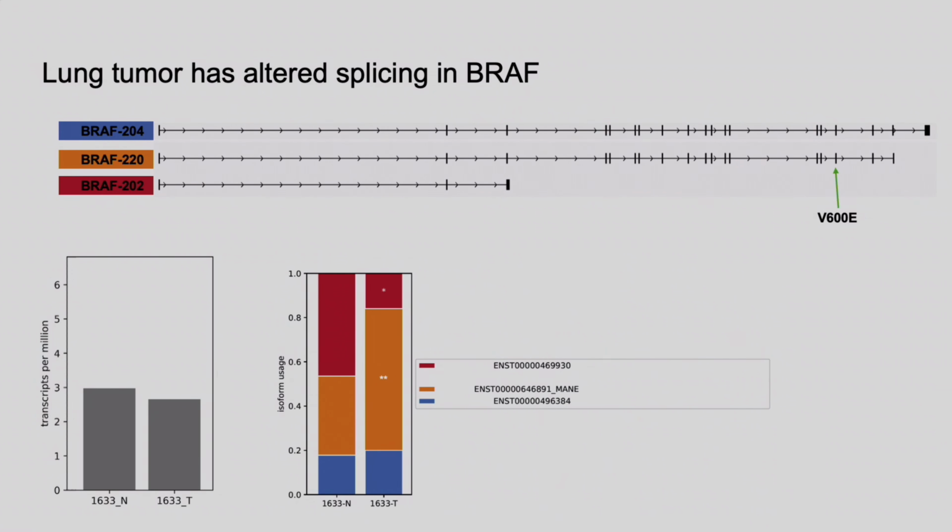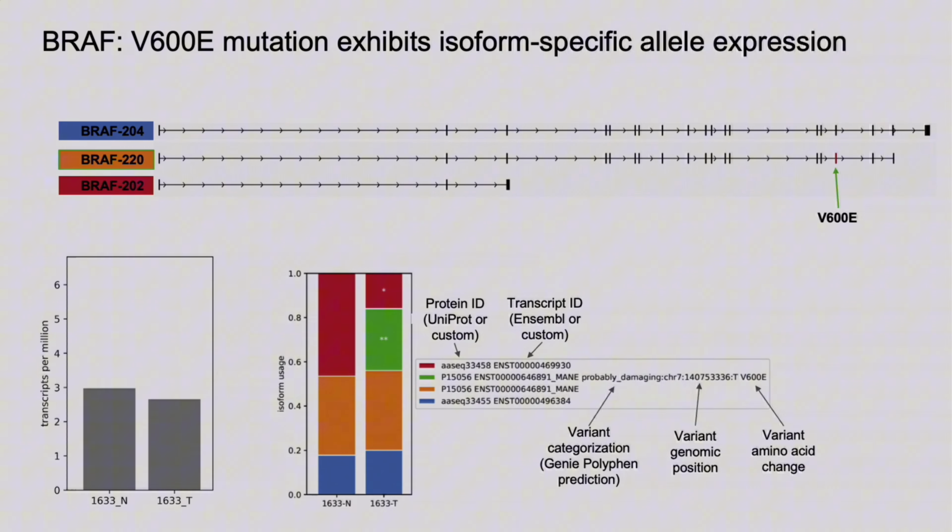And before I show you the data, let's just take a look at what isoforms overlap this variant, right? So the blue and orange isoforms both overlap this variant. So intuitively, we would expect it to be expressed on both of those isoforms. However, that is not actually the case. We see that the BRAF V600E variant is only expressed on the BRAF 220 isoform.